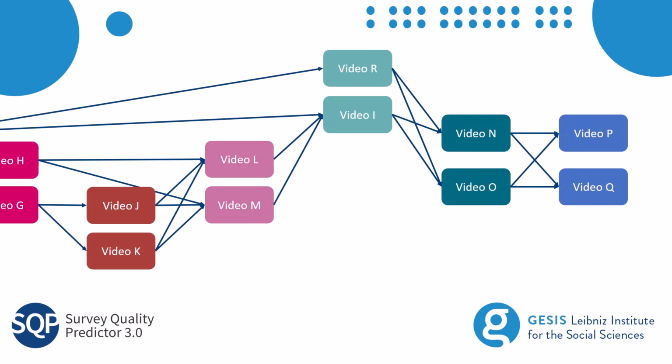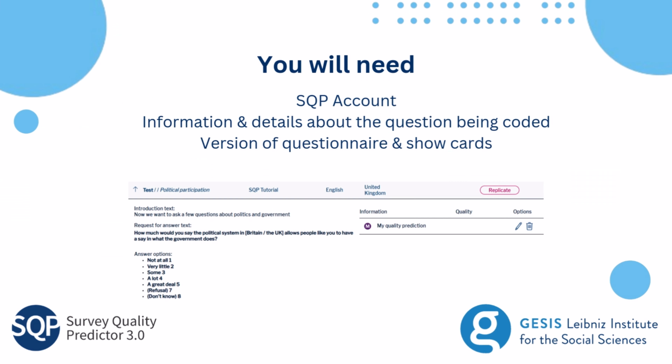We've made some exceptions for questions that don't significantly impact the coding process to simplify things. This will make it easier for you to follow along and code with us in real time. First, make sure you have an SQP account and that you are logged in. Otherwise, coding will not be possible.